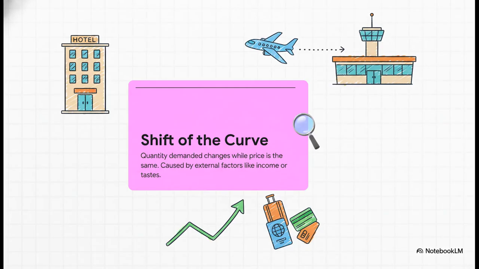So what's the diagnosis here? Well, it has to be a shift of the curve. Why? Because the quantity people demanded changed dramatically, even though the price stayed exactly the same. The new airport acts as what we call a powerful complementary good. It makes your product, your hotel rooms, more accessible and therefore more valuable to a whole new set of customers.